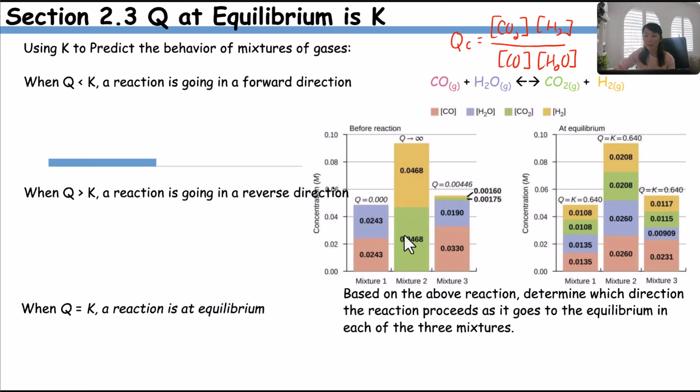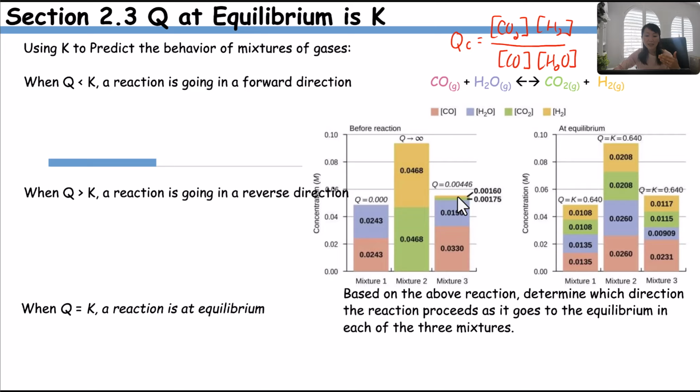Now, in mixture 2, you have only product, but none of the reactants. If you have a 0 in the denominator, we consider Q to be going to infinity. Here at mixture 3, you'll notice that there are some reactants, but there's also a little bit of product in the very beginning.